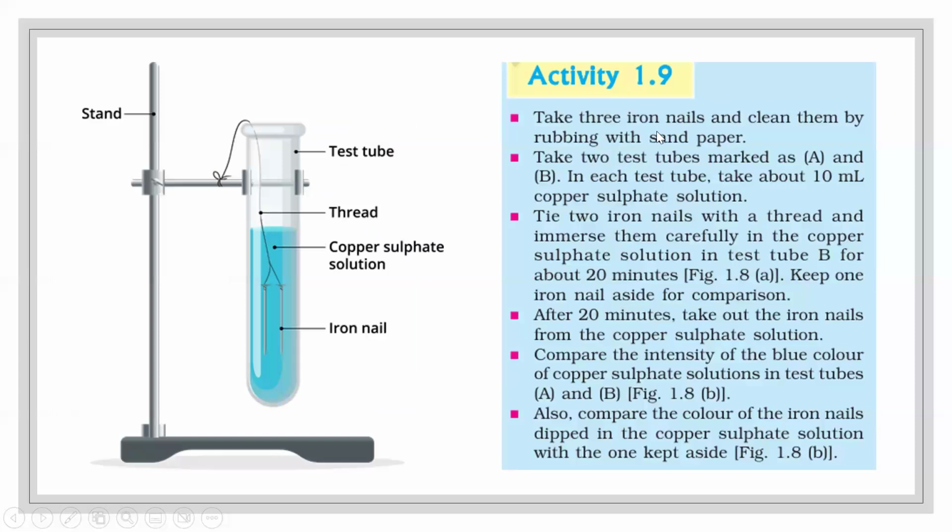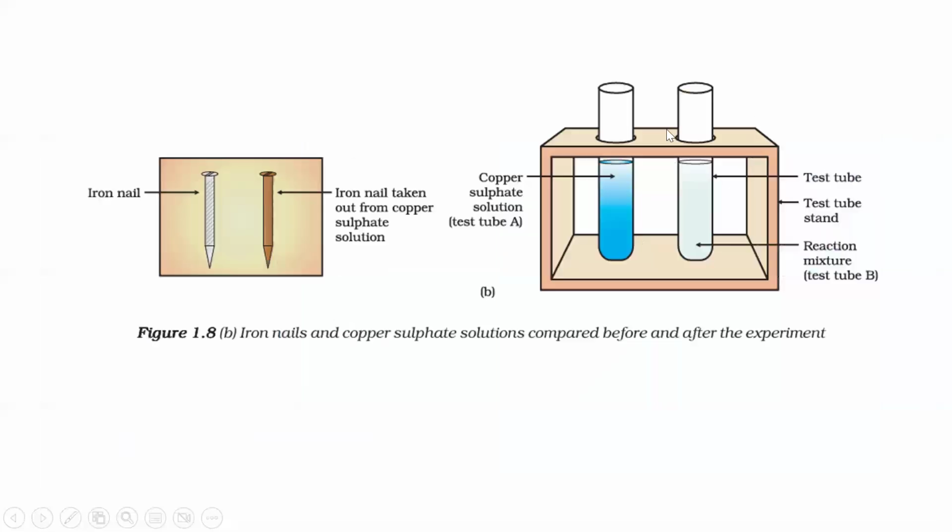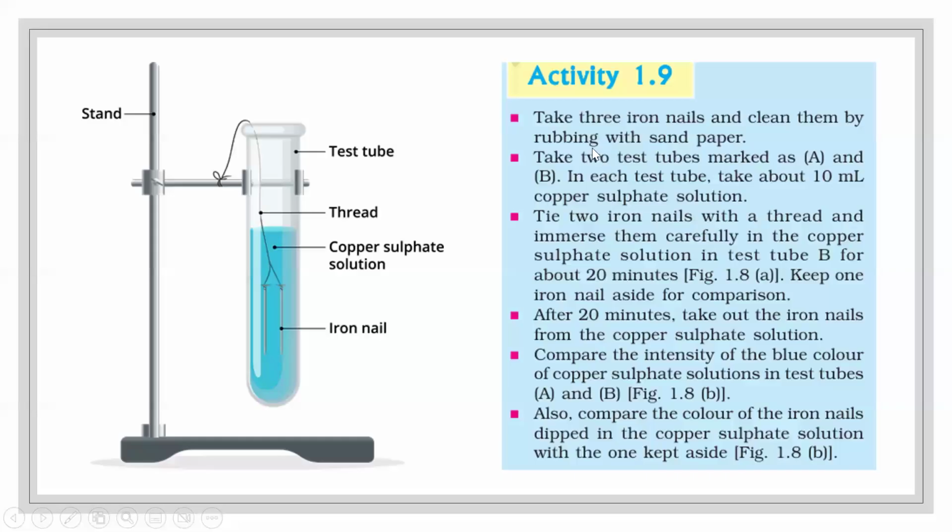See, this is activity 1.9. Take 3 iron nails and clean them using a sandpaper. You have to clean the iron nail at first because it would have been rusted, right? So to clean all those, we have to rub them using a sandpaper, and then take 2 test tubes, mark one as A and mark the other one as B. In each test tube add about 10 ml of copper sulfate solution. Take only the test tube B. One is for reference. So we are going to do the experiment only using the test tube B.